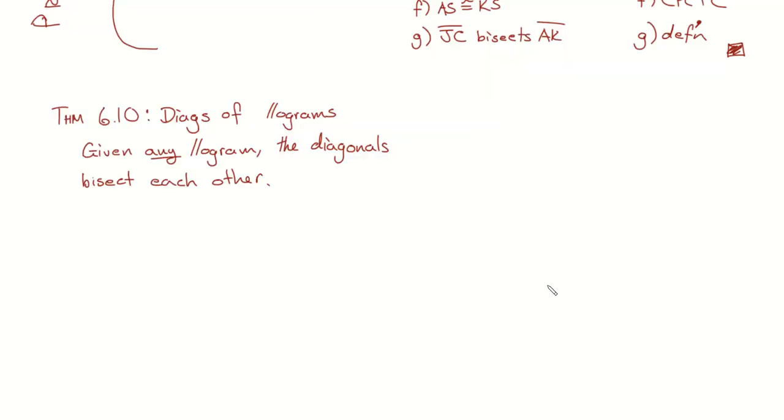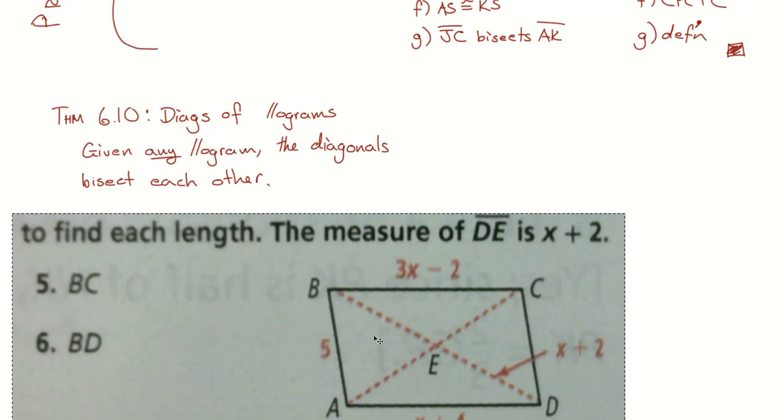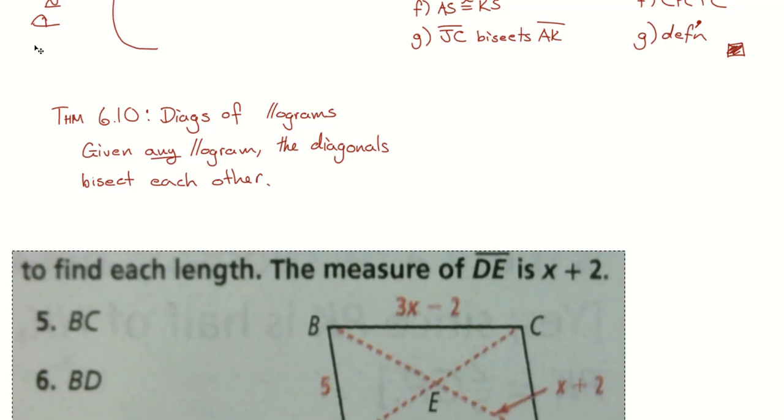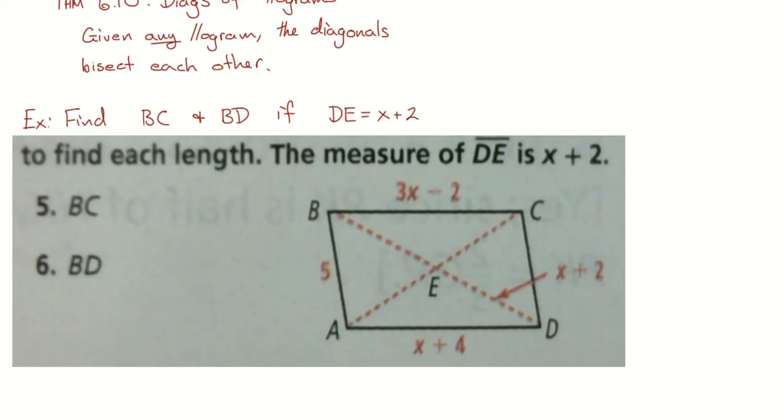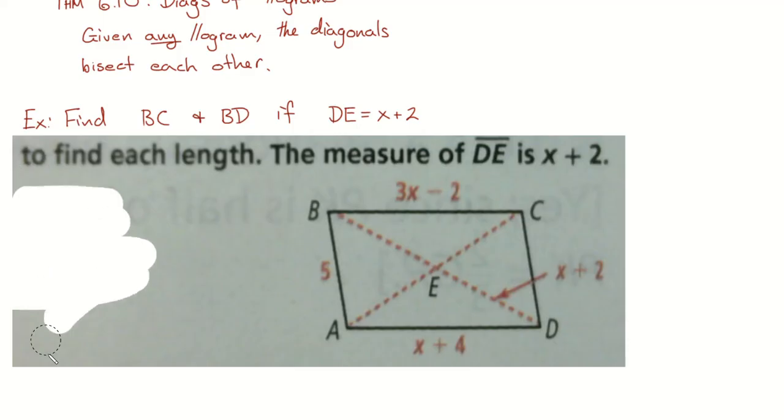So we'll just do this real quick, and we'll use a little editing magic. So example, find BC and BD if DE is equal to x plus 2. That's our goal. Now, I hate that on a white background, this is what it comes out to when I put it up here. It kind of bugs me, but we'll be all right. All right, I'm just going to get rid of all this.